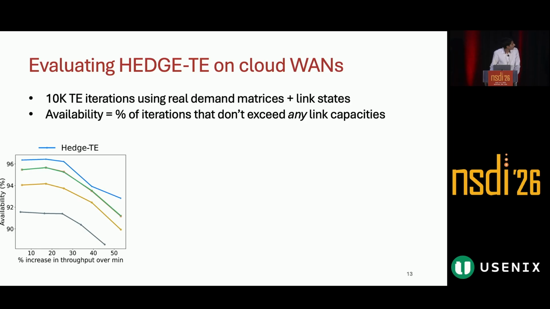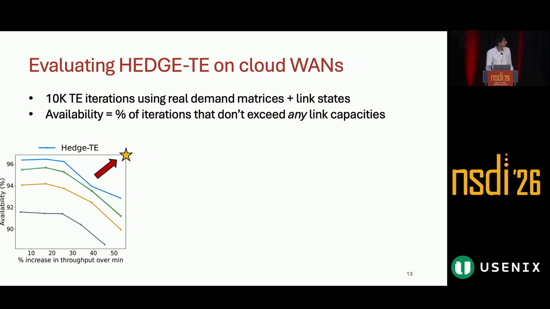And so what we do is we scale the demand matrix across iterations, and the goal here is to see what is the trade-off between throughput and availability. Because as I scale the demand, I should be able to satisfy more throughput, but that shouldn't come at a huge cost of availability because now I would massively overcongest the network.